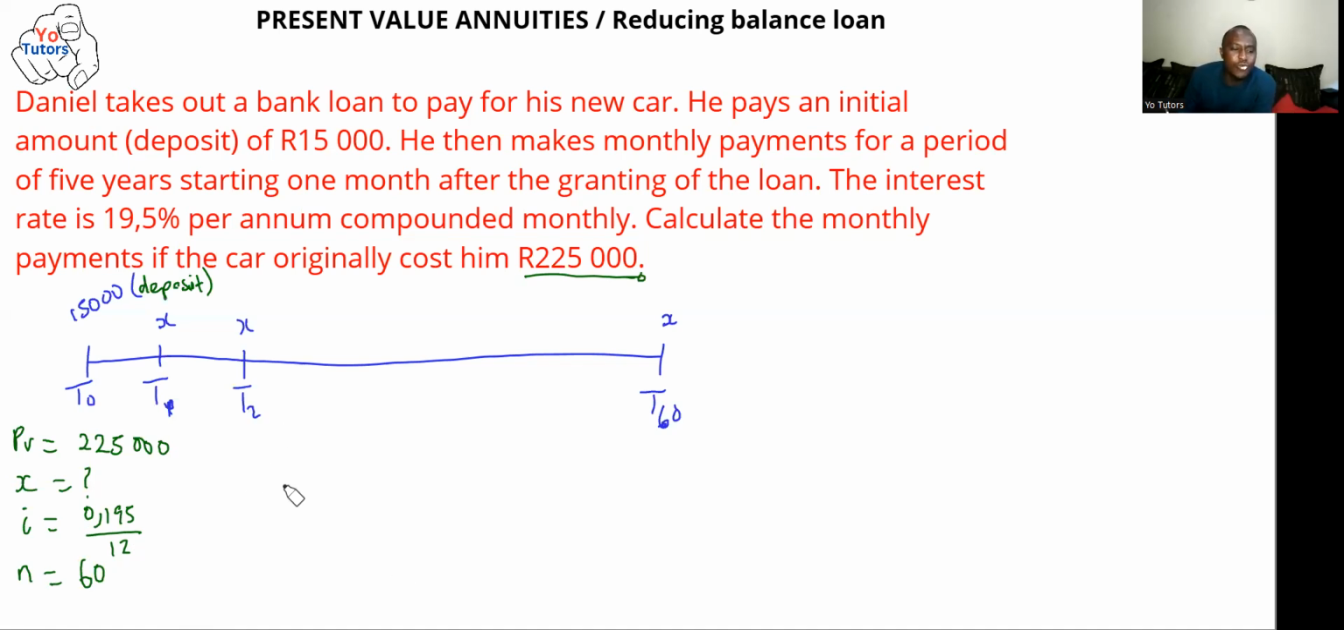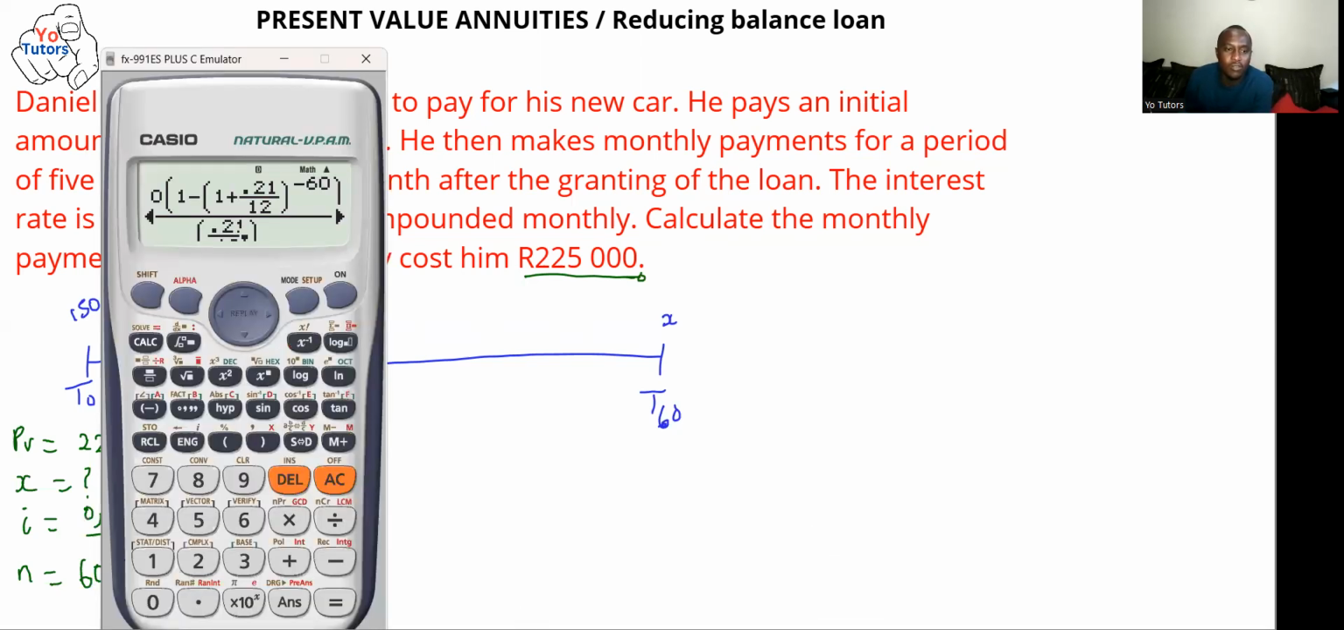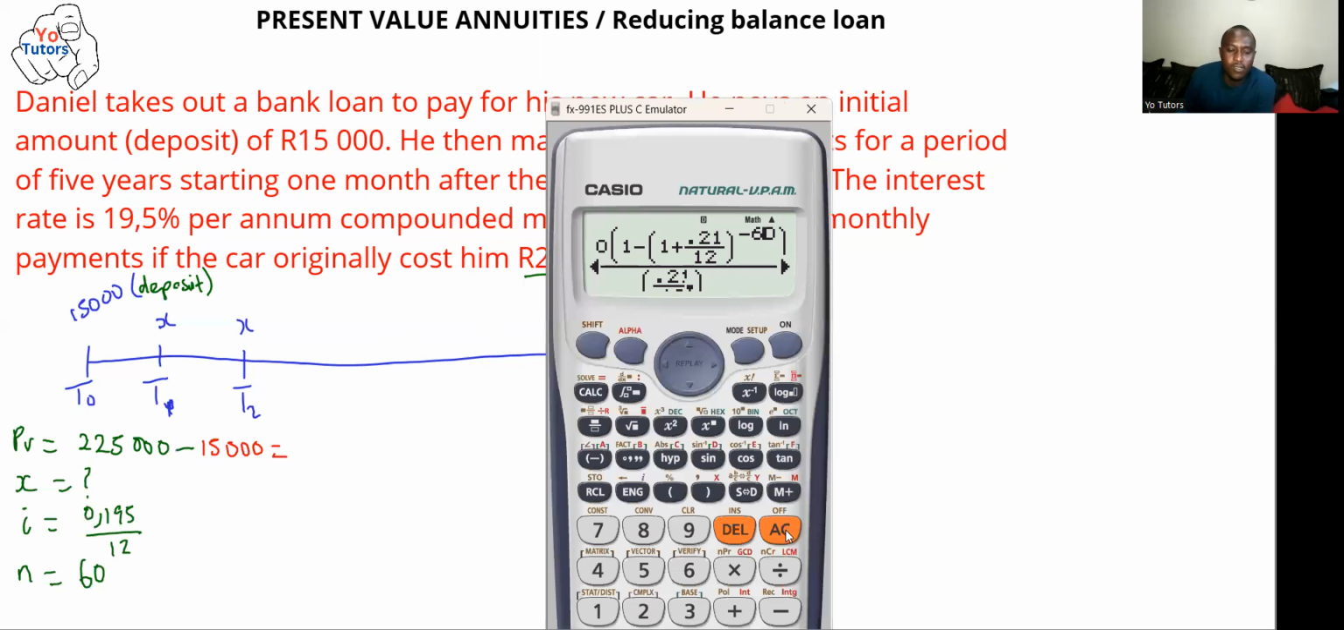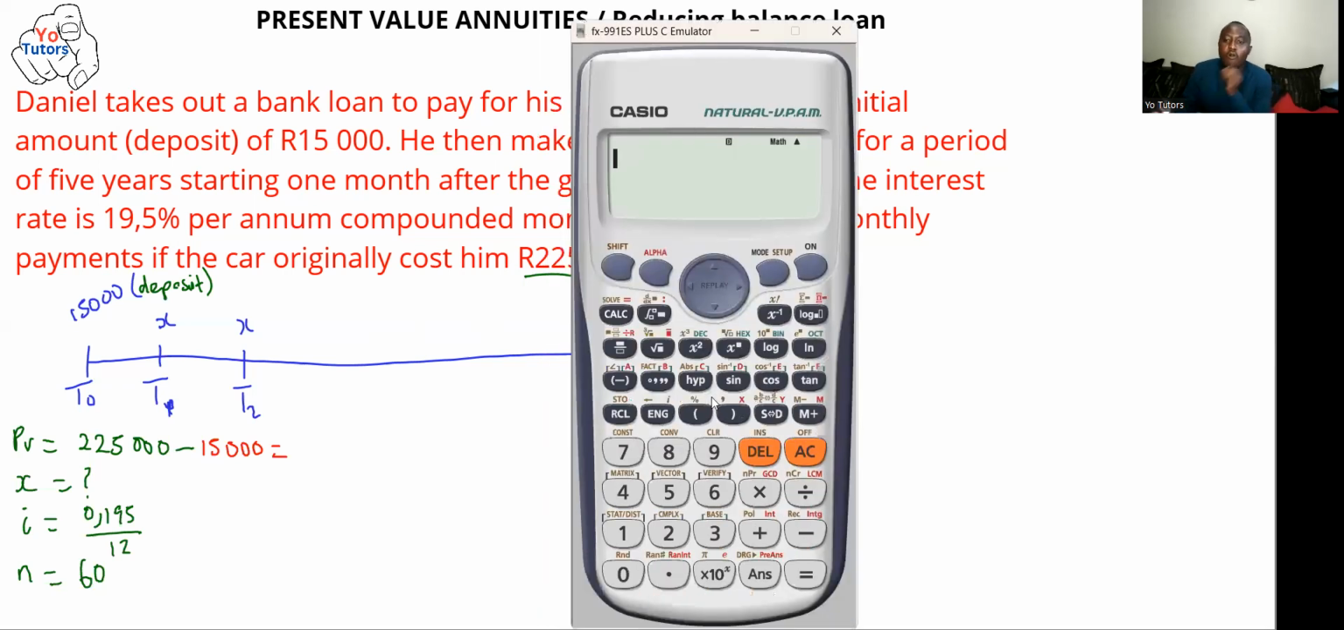Now, what do we need to do? What is the PV in this case? So PV is going to be 225 minus the deposit, which is 15,000, because remember PV is the present value of the loan. So the money that is actually the loan here, we take out the deposit, which is his money, 15,000 that he put, because the cost of the car is 225,000. Then this guy is paying 15,000 upfront, and that's what we call a deposit.